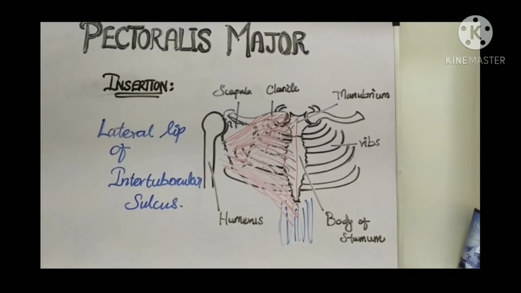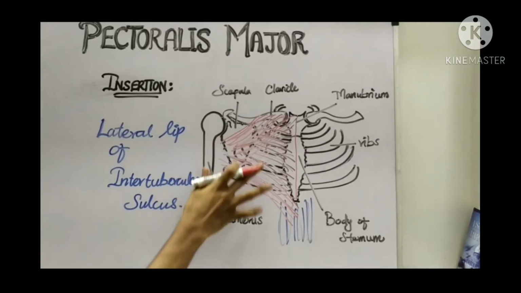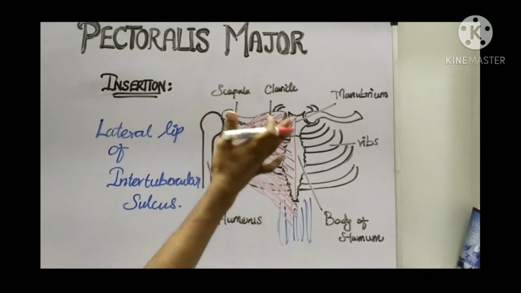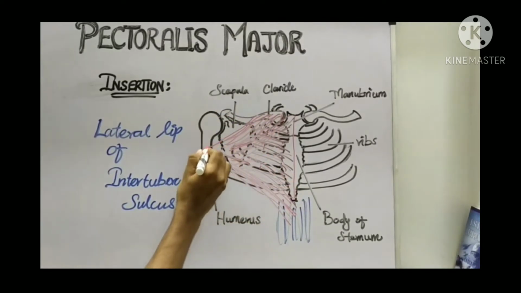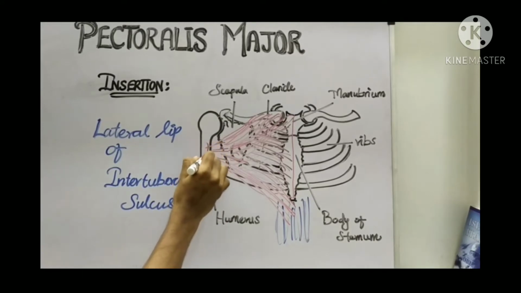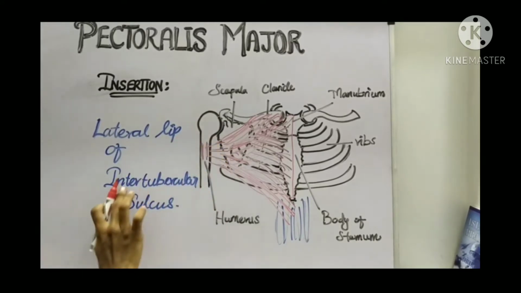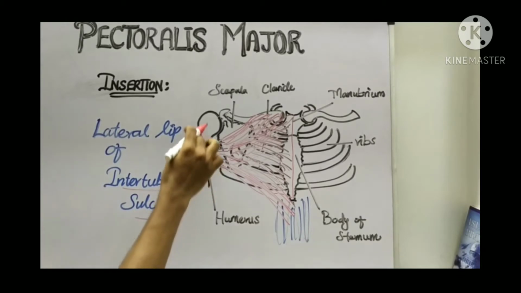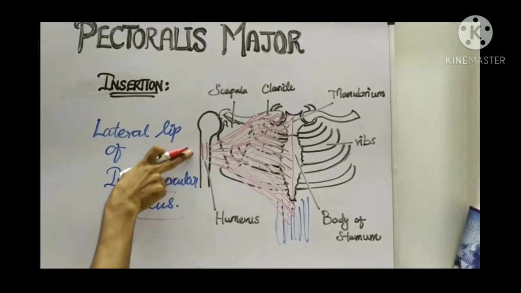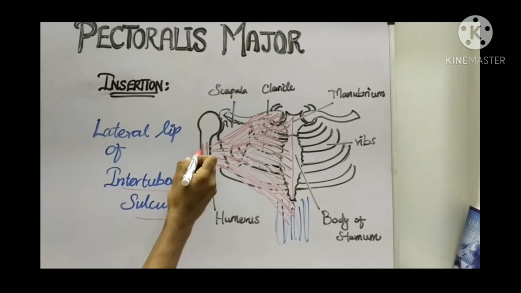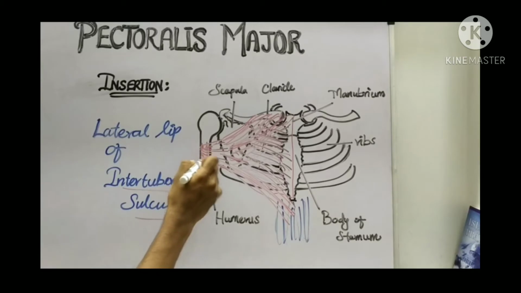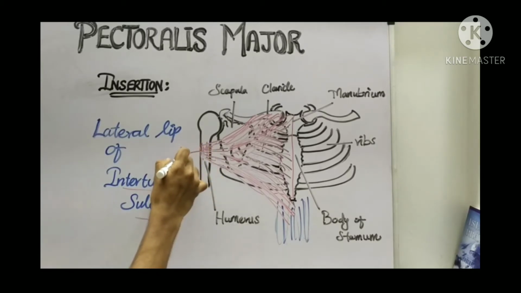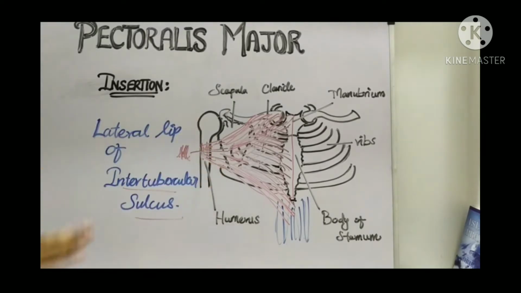And for the insertion of this muscle, the clavicular, aponeurotic, costal and sternal fibers all combine and insert into the lateral lip of the intertubercular sulcus. The intertubercular sulcus is present in the upper part of the humerus. Here it is. It has a lateral and a medial lip, and this muscle is inserted into the lateral lip of the intertubercular sulcus of the humerus.